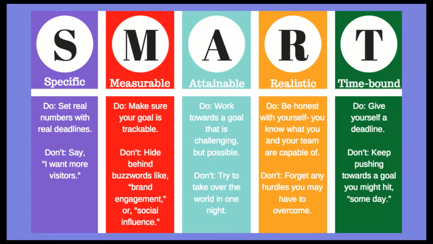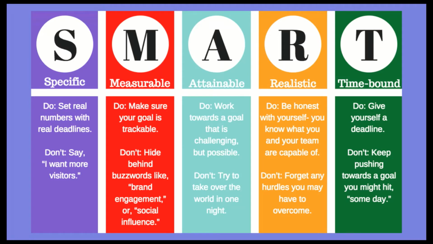All right, so a SMART goal, specific. These are do's and don'ts. So if you're writing a specific goal, you want to use real numbers with real deadlines, okay? So saying something that's very vague and ambiguous, like I want more visitors to my webpage. I want more money in my bank account. Well, what does that mean? Okay, what do you mean by more?